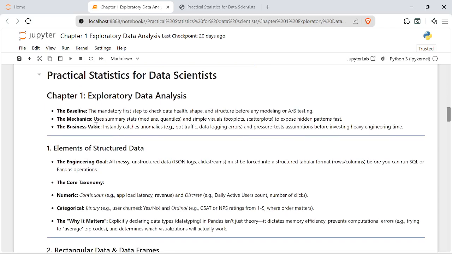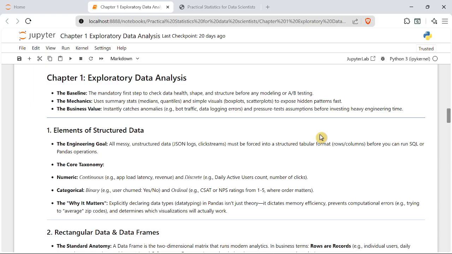The baseline. EDA is the mandatory first step to check data health, shape and structure before any modeling or A/B testing. The mechanics. EDA uses summary stats like medians, quantiles, and simple visuals like box plots and scatter plots to expose the hidden patterns fast. The business value. EDA instantly catches anomalies and pressure tests assumptions before investing heavy engineering time.